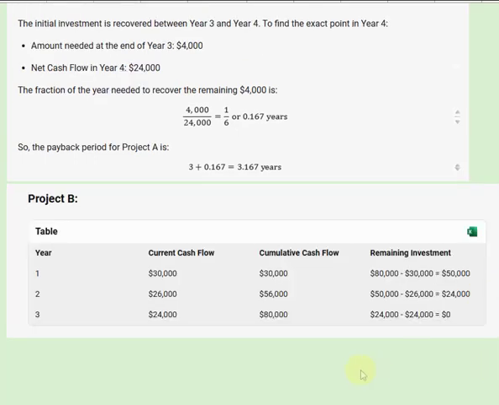Now, Project B works out evenly, with cash flows of 30,000, 26,000, and 24,000 in each of the first 3 years respectively. When we do the remaining investment, we take the 80 minus the 30,000 to come up with 50 and subtract out 26. We get a balance of 24,000, and that's exactly what we have at the end of 3 years. So the payback for Project B is 3 years.